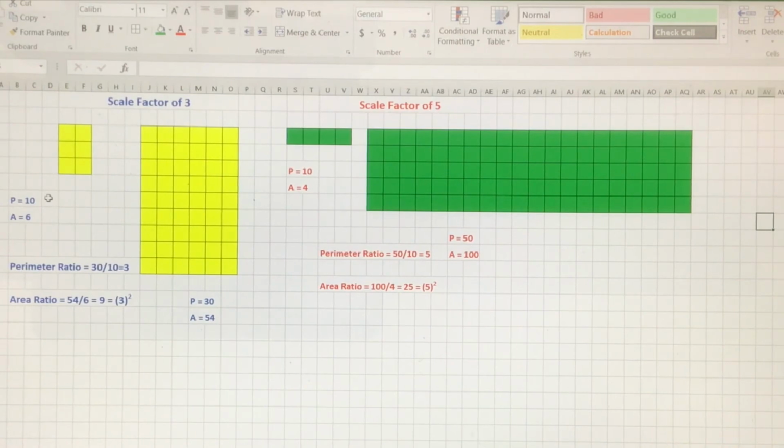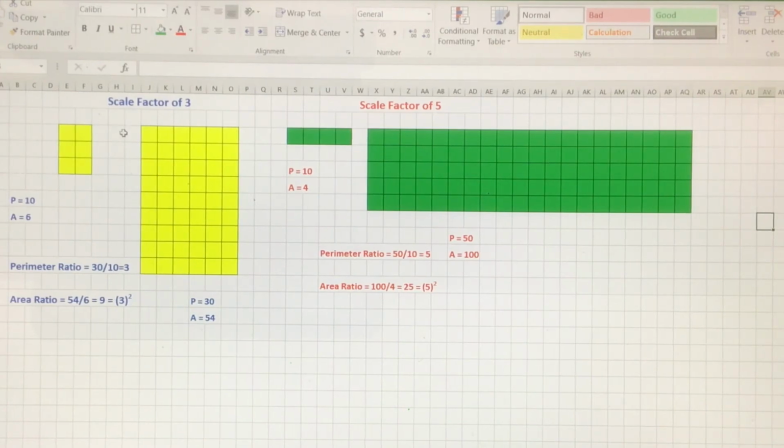Here the perimeter was 10, and now the perimeter is 30. The perimeter ratio is then 30 over 10, right? The big perimeter over the small perimeter, which leads us to 3. And we notice that the scale factor and the perimeter ratio are actually the same number. Well, that kind of makes sense.